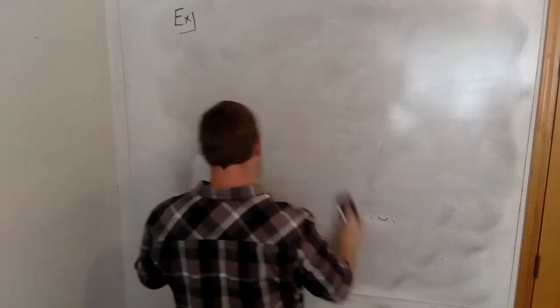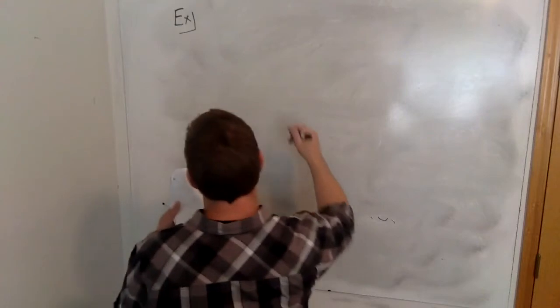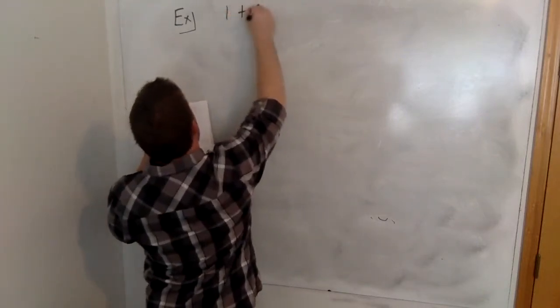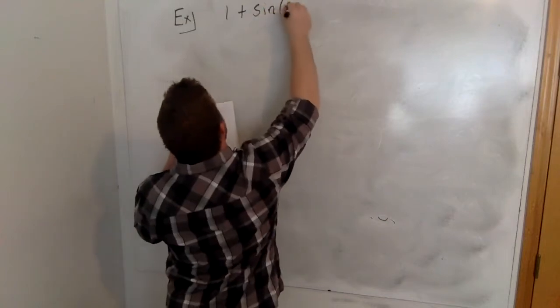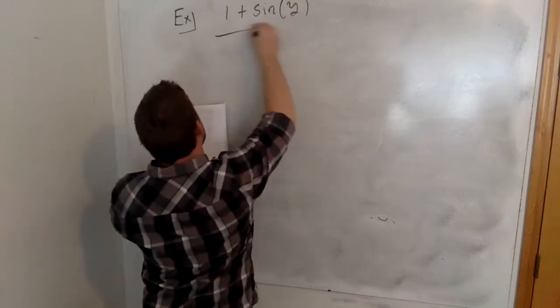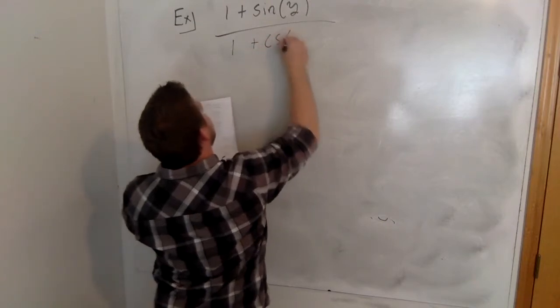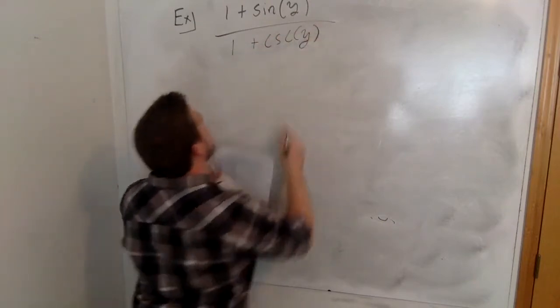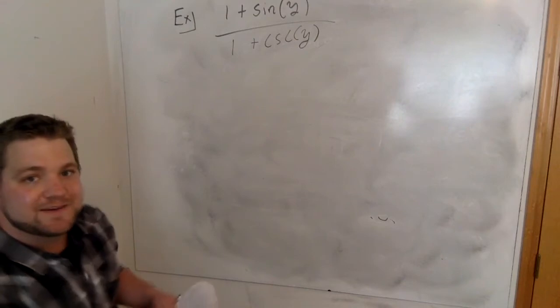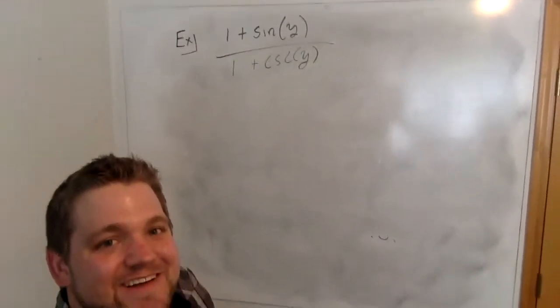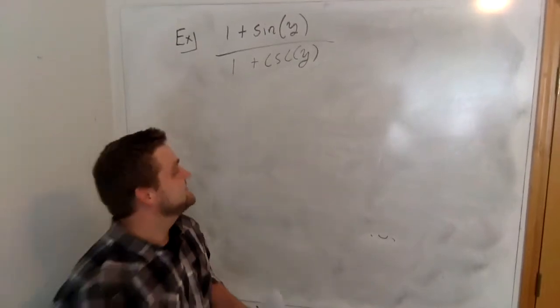Okay, let's try this one. Let's say we have 1 plus sine of y all over 1 plus cosecant of y. Okay, go ahead and pause the video and give this one a shot.